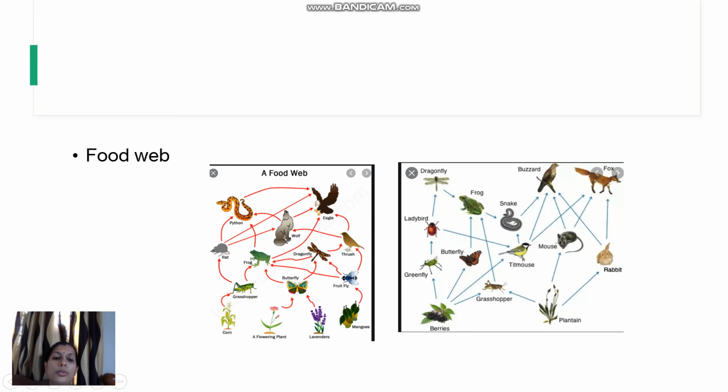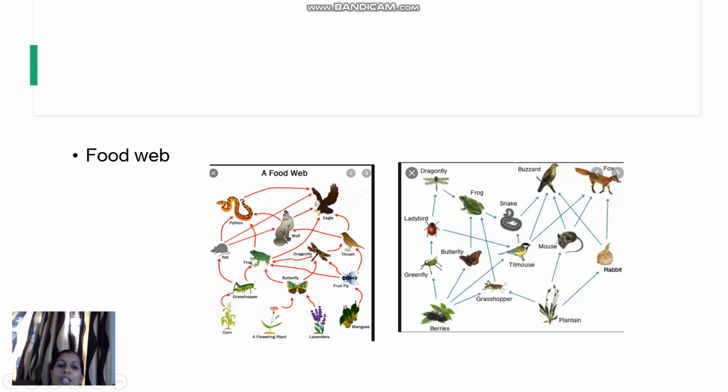Next is about a flowering plant. The flower's nectar is taken up by the butterfly, which is taken up by the frog, and which is taken up by the snake. And here the butterfly or dragonfly is taken up by the bird. The bird is taken up by the wolf, and so on. That is the food web, the interconnection of food chains. Several food chains are interconnected. That is called what? Food web. And here also, how many food chains can you see?